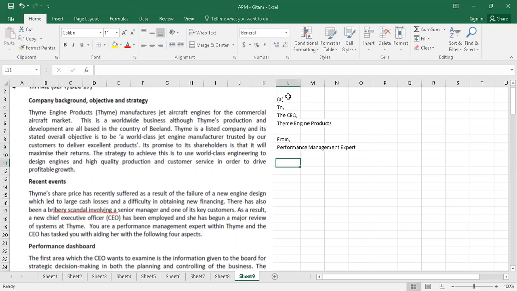You also have to write the date. The date would be whatever is today's date, the day when you are writing the exam. That date only has to be mentioned. Now the subject line has to be written.